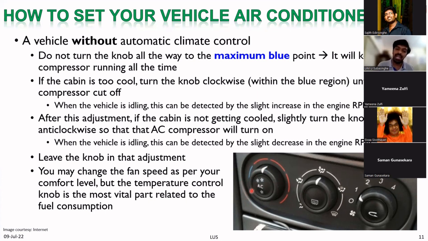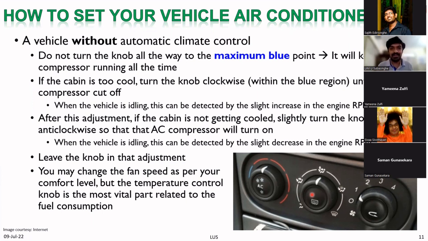If you rotate it to the end of the blue region, that means you are setting the temperature to the lowest temperature that the air conditioning system is trying to reach. Usually the temperature is around 16 degrees Celsius. That is usually the lowest temperature. In our country, 16 degrees means it is not thermally comfortable at all.